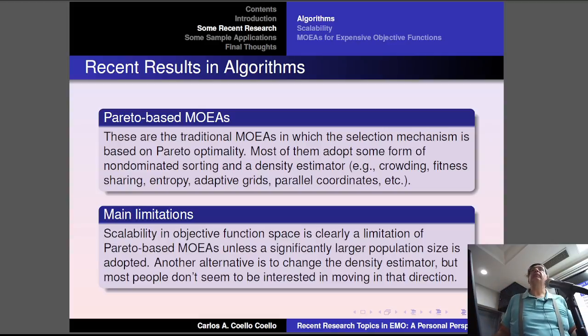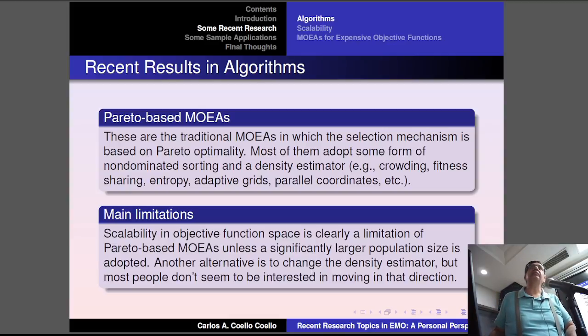The main limitation of Pareto-based algorithms is scalability. They don't scale well because Pareto optimality is a fully orthogonal relation. So as you increase the number of objectives, very quickly, everybody will be non-dominated. Actually, the number of solutions that are non-dominated grows exponentially on the number of objectives. And this is a problem because we will need a very large population size to deal with this, or we will need a powerful density estimator. However, none of these two solutions are normally satisfactory, and people have done a lot of research on how to extend Pareto-based approaches to many objectives.